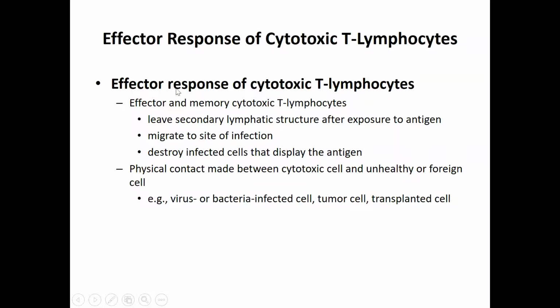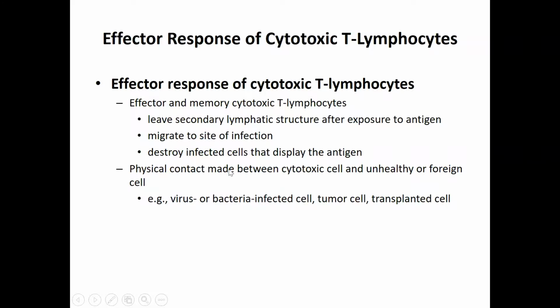What do the effector cells do? So the effector cells are going to leave the site of where they're generated and go to the actual site of infection. The activation occurs in the secondary lymphatic organ or tissue, let's say the lymph node or the spleen. But after activation, the effector cells are going to migrate through the bloodstream or maybe the lymph to the actual site of infection. And that's where they'll encounter the abnormal cell, most likely.